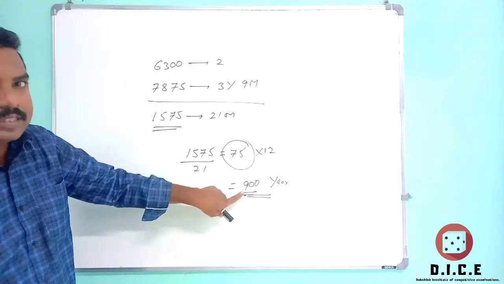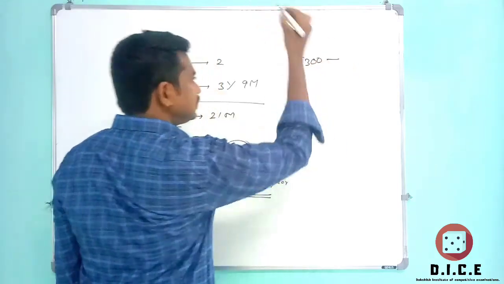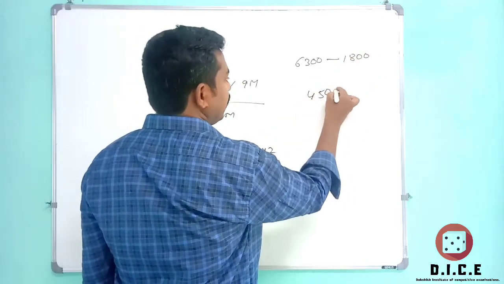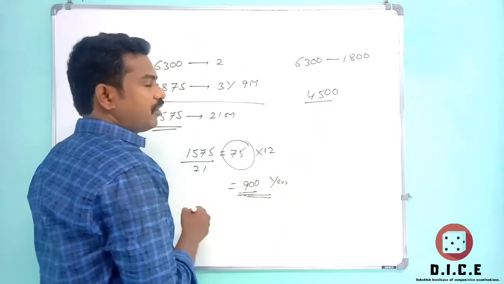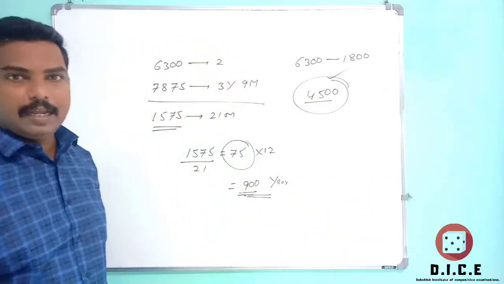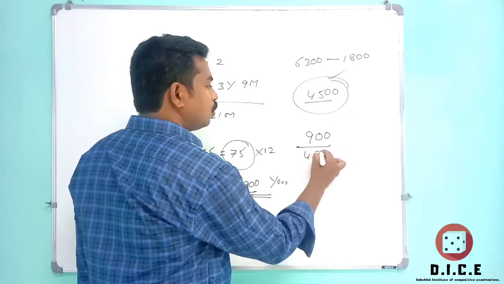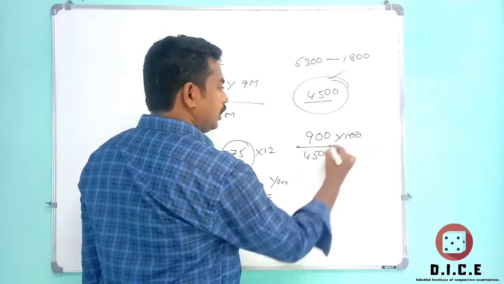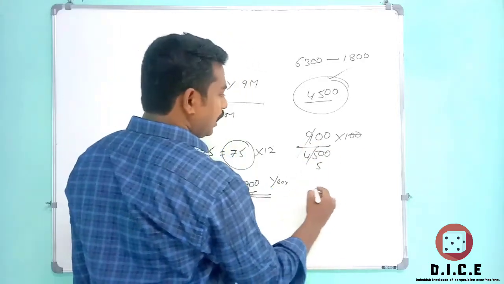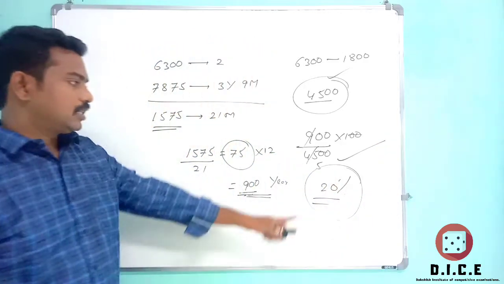900 per annum means 2 years, 1800. If you simply subtract 6300 minus 1800, that is nothing but 4500. So this is the principal value. We found out the principal value. Now he is asking to find out the rate percentage. So per year, that is 900 by 4500 into 100. 0000 cancel here. 9 ones are 9, 5s are 45. That is nothing but 100 by 5. 100 by 5 is nothing but 20% is your rate percentage. So the answer is 20%.